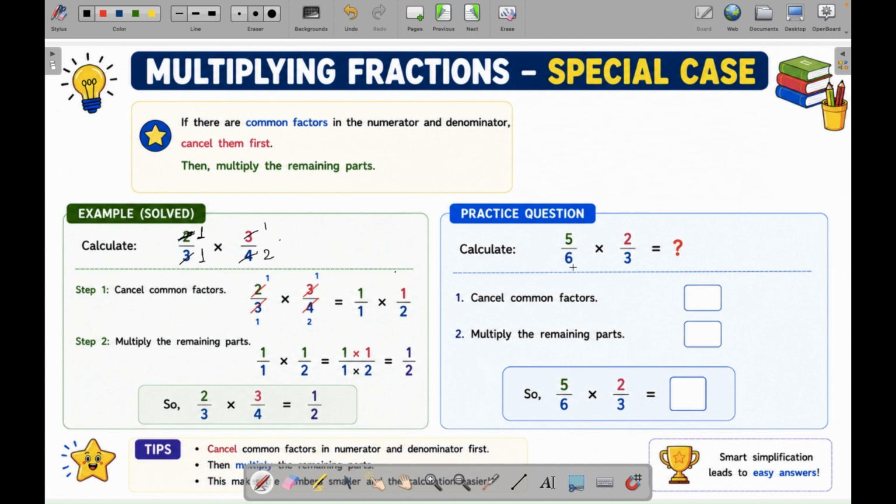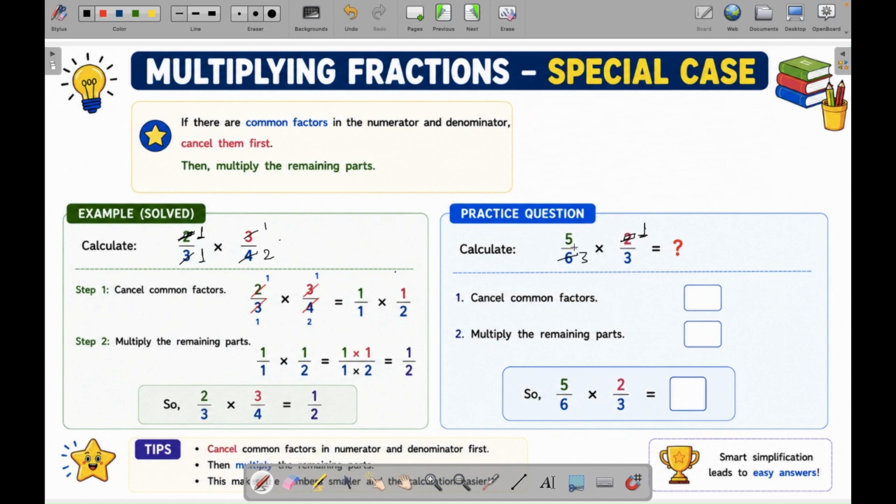Let us try to solve another question. We have 5 by 6 and 2 by 3. First we'll check, is there anything common between 5 and 6? No, nothing is common. Is there anything common between 5 and 3? Nothing is common. Is there anything common between 2 and 6? Yes, 2 is common. So we divide both of them by 2. So 2 ones are 2 and 2 threes are 6. Is there anything else in common? Because it became 1, it will have nothing in common, no number other than 1.